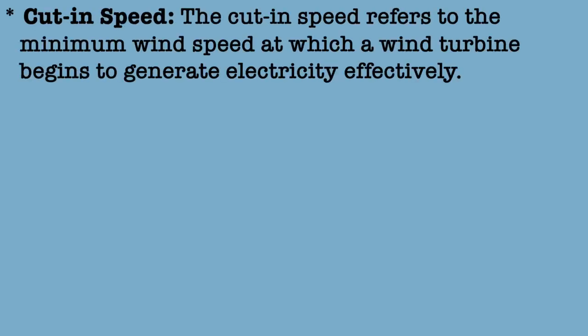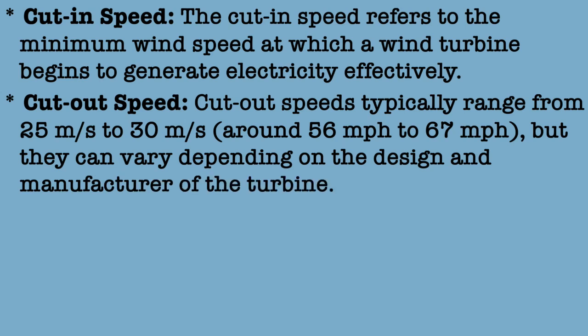First we will discuss the cut-in speed. The cut-in speed refers to the minimum wind speed at which a wind turbine begins to generate electricity effectively. Below this speed, the turbine blades are unable to harness enough wind energy to produce electricity efficiently. Typically, the cut-in speed for modern wind turbines ranges between 3 to 4 meters per second, or approximately 7 to 9 miles per hour. When wind speeds are below the cut-in speed, the turbine may not rotate or generate power at all. Next is cutout speed.